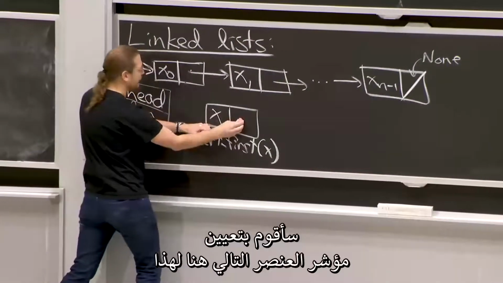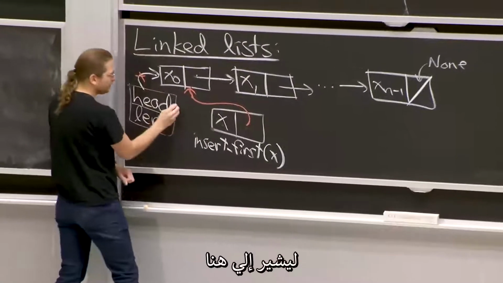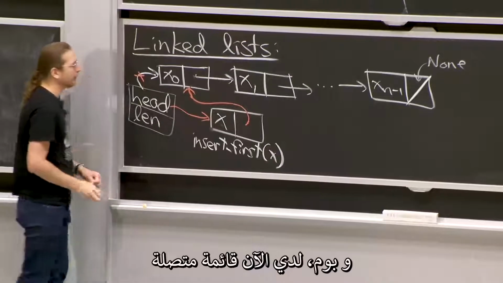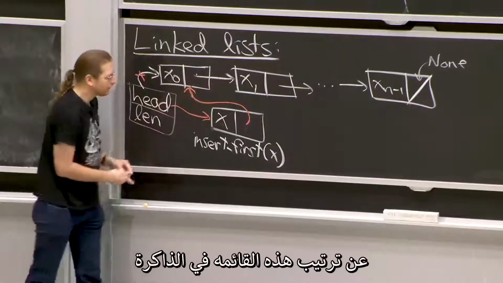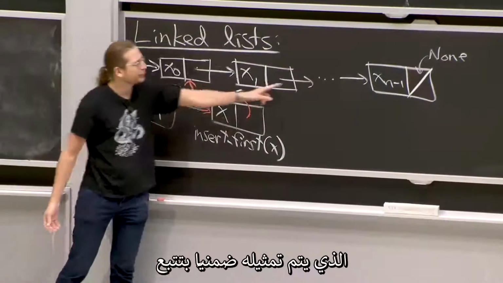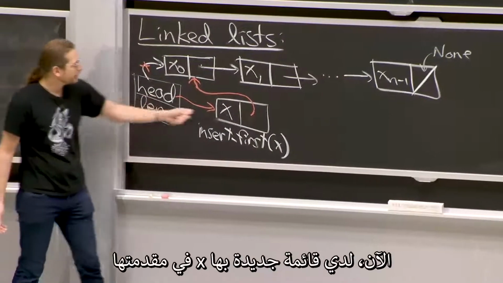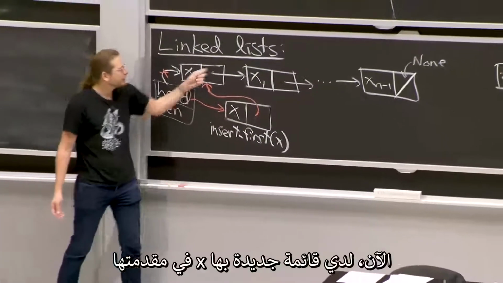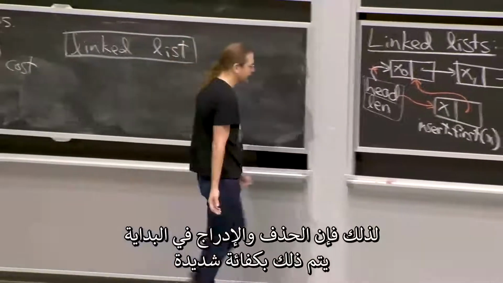So I'm going to set the next pointer here to this one. And then I'm going to change this head pointer to point to here. And boom, now I've got a linked list. Again, we don't know anything about the order in memory of these nodes. We just care about the order that's represented implicitly by following the next pointers repeatedly. So now I've got a new list that has x in front, and then x0, and then x1, and so on. So insert and delete first, at least, are really efficient.